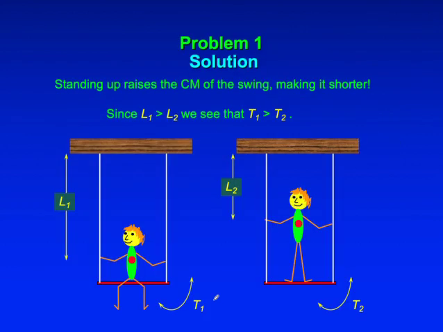The answer is the length of your pendulum is measured from the pivot point to the center of mass. And if you're sitting, center of mass, remember, is near your belly button. If you're standing, that's going to be up here, and so the length becomes smaller. So the smaller length means that your second period, the period when you're standing, is going to be smaller than when you were sitting, because you basically shortened your pendulum.